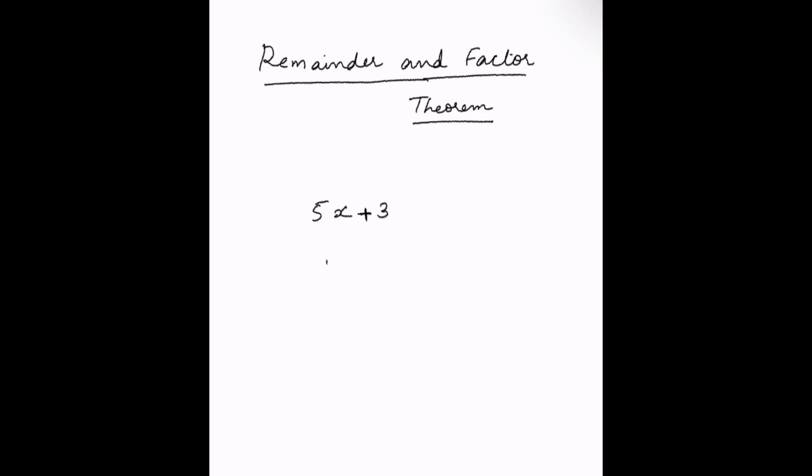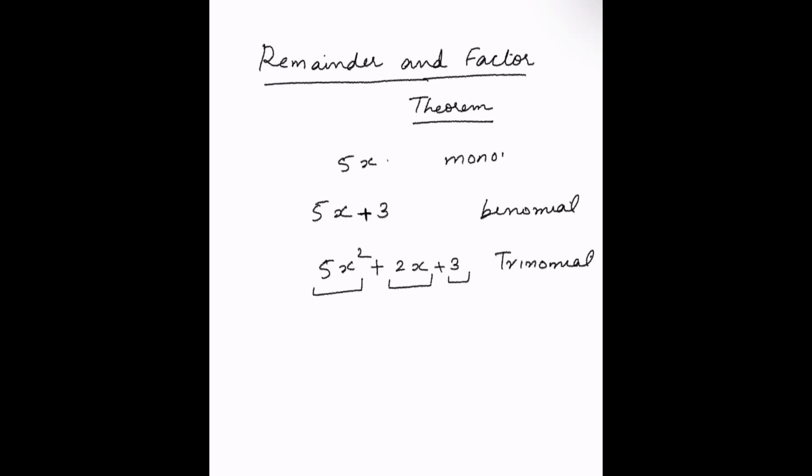If I write 5x square plus 2x plus 3, this has got three terms. This is the first term, this is the second term, this is the third term. So this is called a trinomial. This is binomial. If there is only one term, like 5x, this is the only term, so this is called a monomial. Any algebraic expression that has got more than one term is called a polynomial.